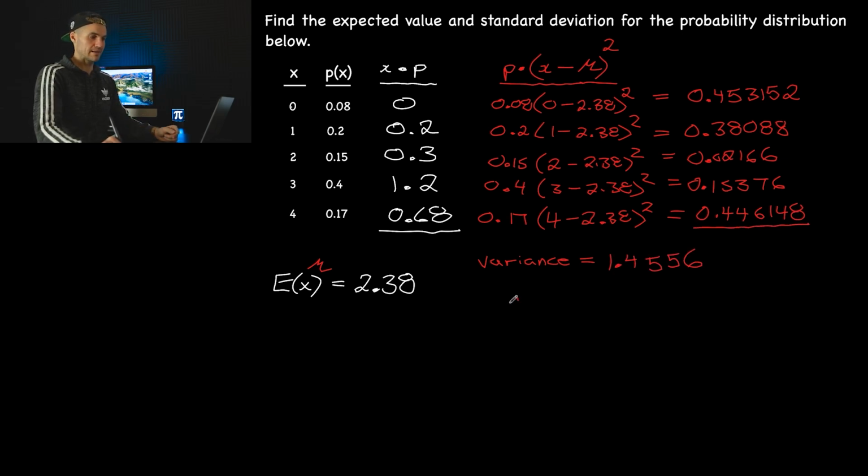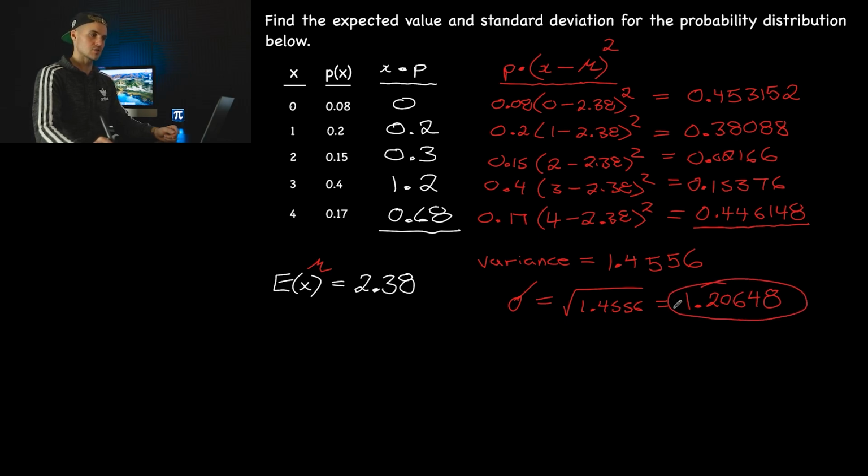If you want the standard deviation, that's just the square root of this variance figure. That's going to give us about 1.20648, if you don't round it too much. So that's going to end up being the standard deviation. This is the expected value, and that is the standard deviation for this probability distribution.